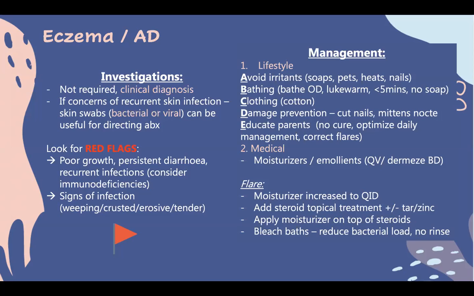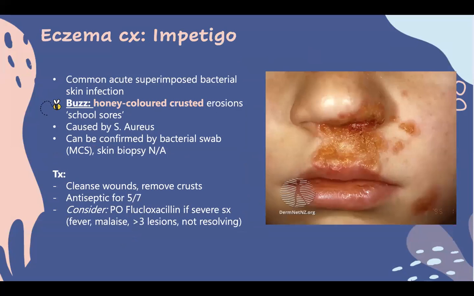If there's a flare of eczema, then you're going to go from twice a day to 4 times a day. If it's really itchy, you can add on a steroid topical treatment. And if it becomes really scaly, you can add on a tar ointment as well. A tar gel, sorry. And then you can apply moisturizer on top of the steroids. And sometimes they do bleach baths, which just helps to reduce the bacterial load as well. So that is good. Impetigo is a superimposed bacterial infection.